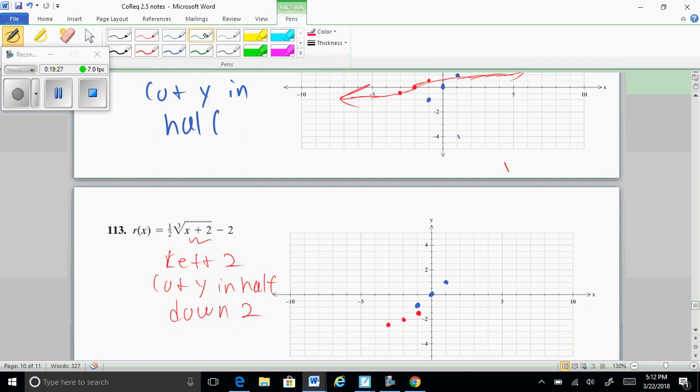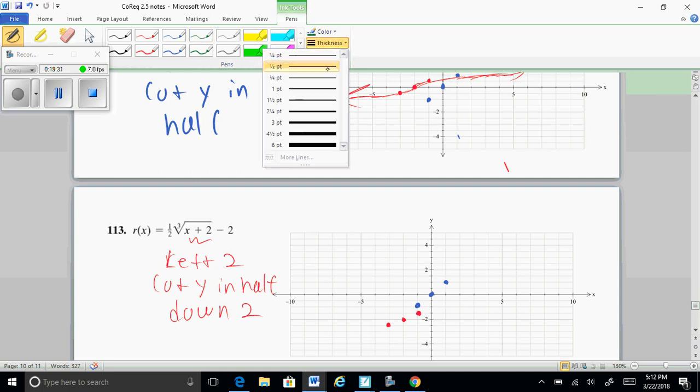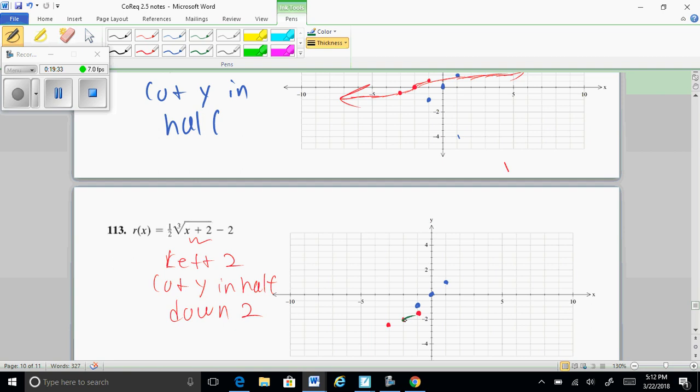And so go ahead and draw this. And so once again, it kind of got squeezed a little bit there. Oops. There we go. All right, there we go. All right, 2 to go.